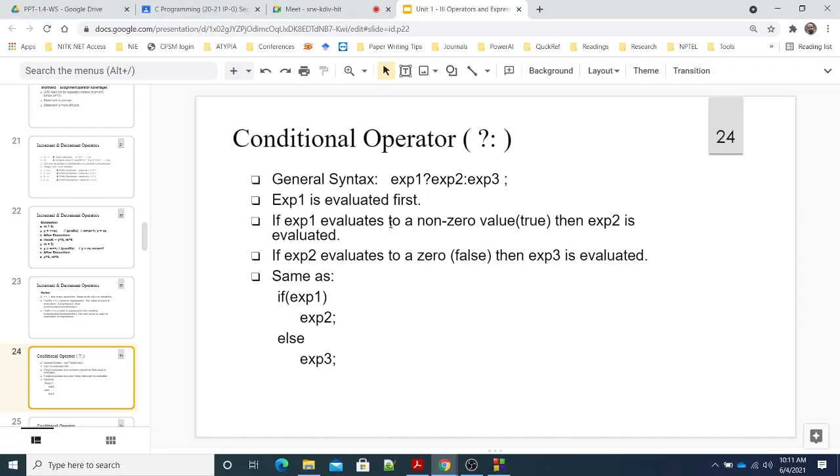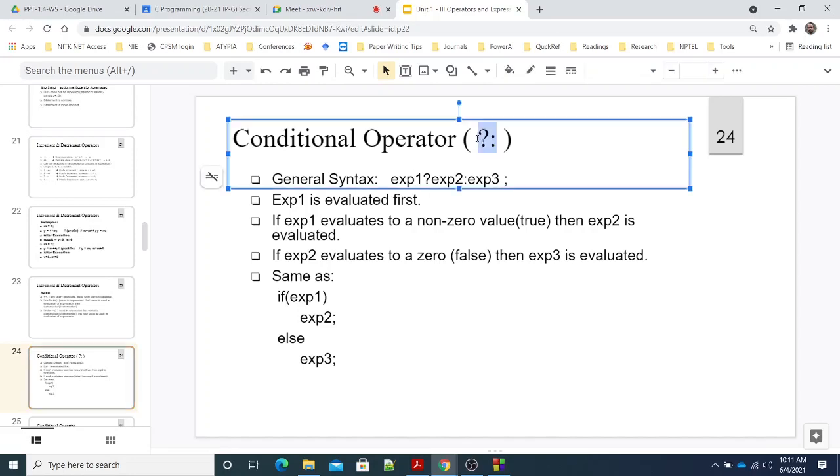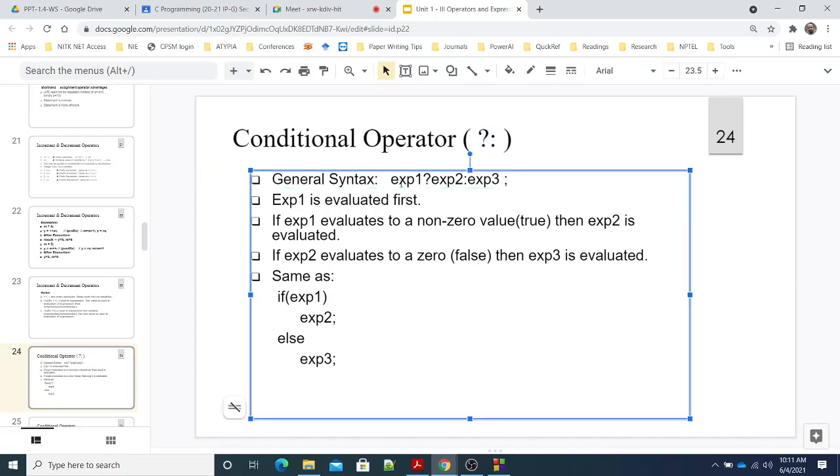Three operands are there. So this is the only ternary operator we study in C. And the symbol is like this, a question mark followed by a colon. And the syntax is like this. You have three operands. Each of these operands can be an expression. By an expression I mean a constant or a variable or a compound expression, like this. So these are all examples of an expression in C.